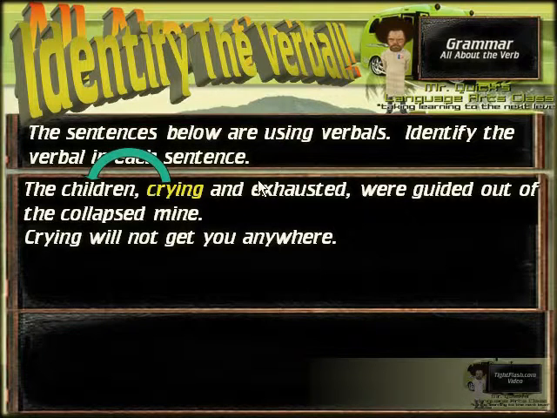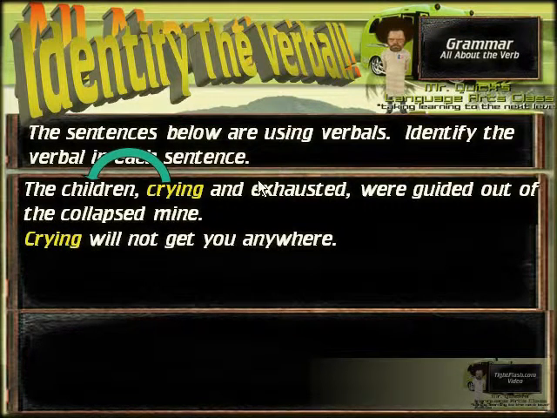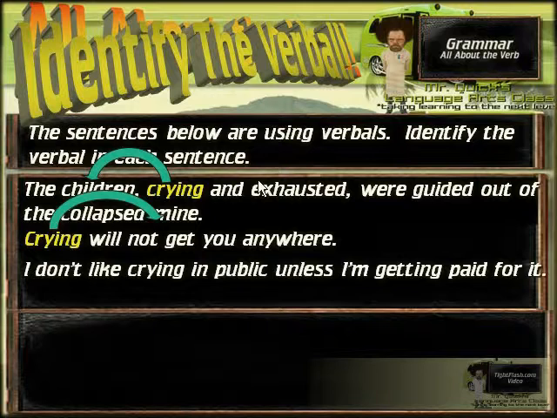Is the subject for that verb. It has an ing, so that is possible because it can be a gerund, and we know gerunds are always going to be nouns. So yes, I think crying here is being used as a gerund. Let's look at this again. I don't like crying in public unless I'm getting paid for it. Well, crying again, I think is the subject.